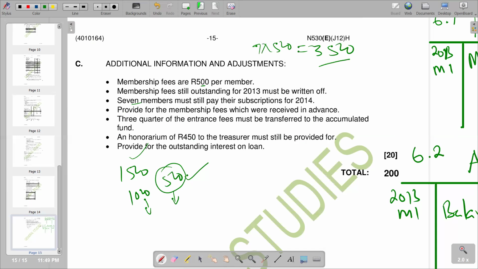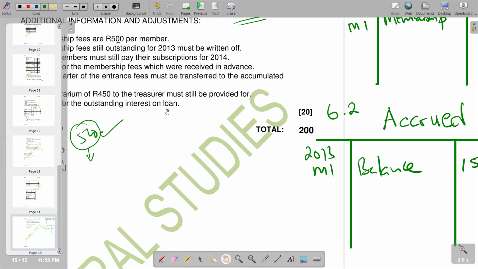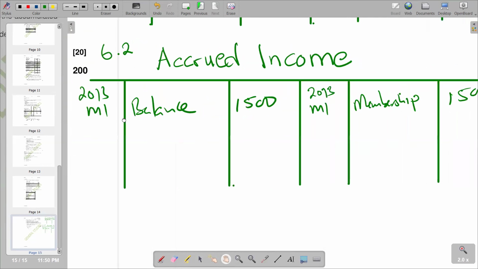So it means this total is going to be an owing that is not going to be received. So we're going to show it on the debit side, and we give a description of membership fees. So here we say membership, and the amount is 3,500. Remember, I'm not going to close it according to the instruction of the question. So we leave it like that.